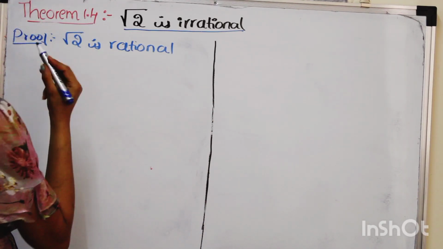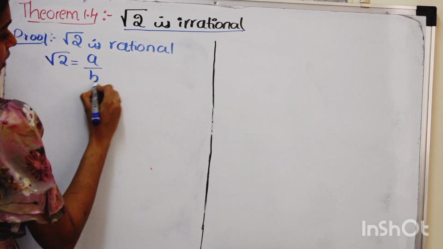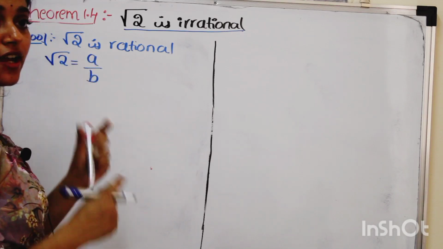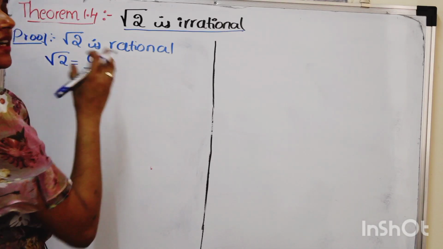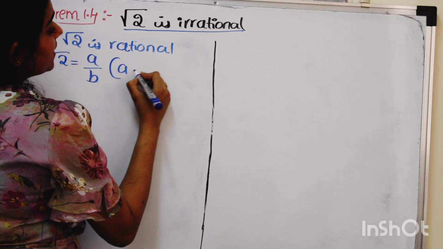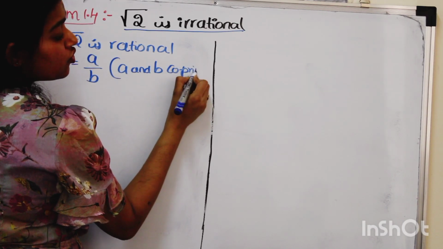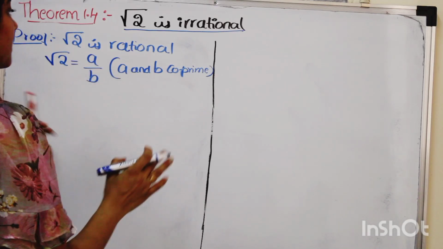So here, suppose root 2 is rational. So you can write root 2 equal to a by b. Why can you write this as a by b? Because root 2 is rational, and rational numbers are written in the form of p by q. Instead of p by q, we take a by b. Let a and b be co-prime. Co-prime means there is no common factor between a and b. So we took it like this.